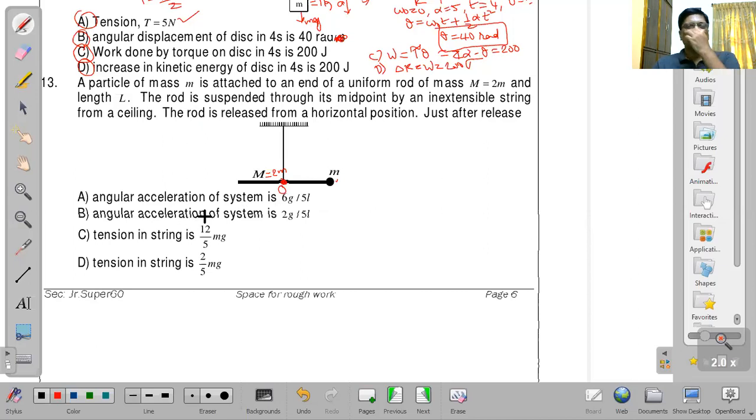Whenever the rod turns, what is the angular acceleration they ask? So about O, what is the torque due to? Of course, as the weight of the rod passes through this point only, the point of suspension only, there is no torque due to the weight of the rod, only torque due to the weight of the particle is there. So torque about O, torque due to the weight of the particle means mg into perpendicular distance L by 2, because the length is given as L. That is equal to I alpha.